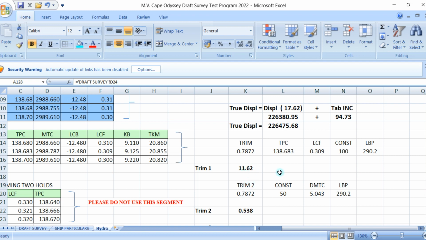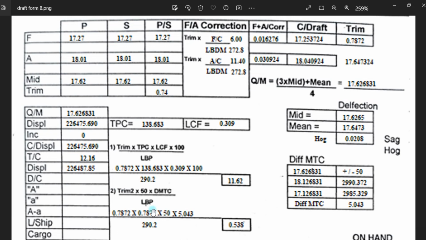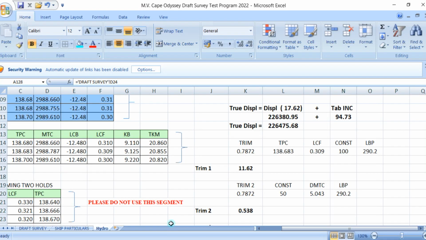So to apply, trim times TPC times LCF times constant over 290 is 11.62, which is 11.62 here. Then we go to the second trim correction.